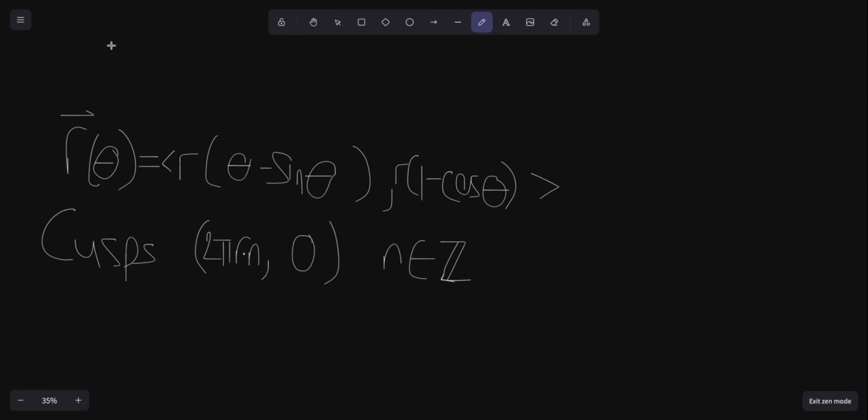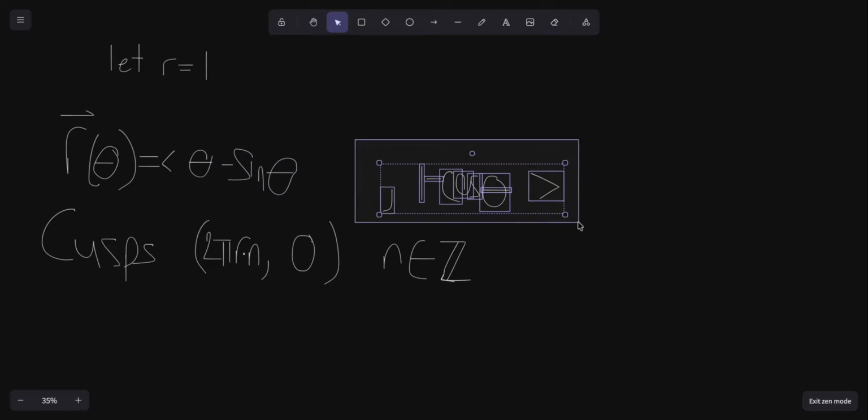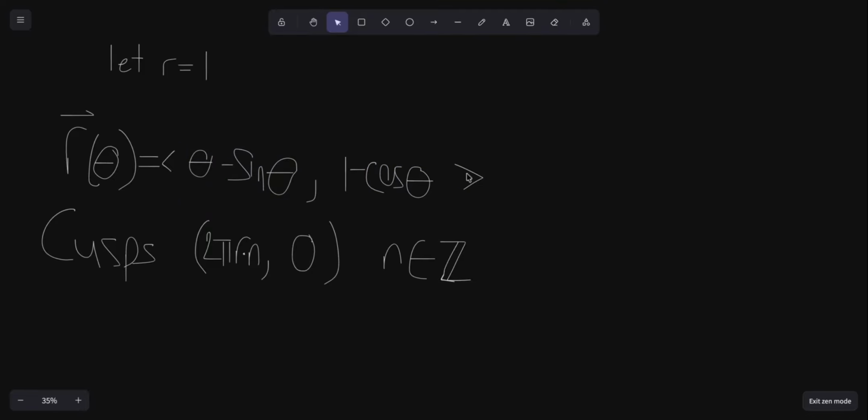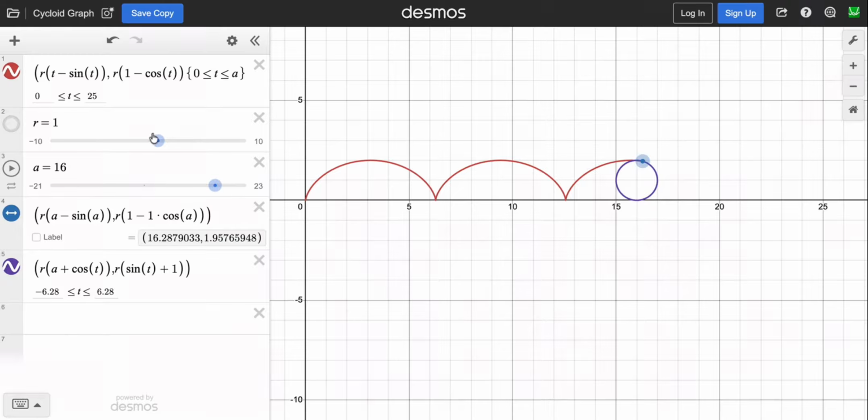Now, just to make our lives a little bit simpler, this isn't going to change the result. We're going to let r be equal to 1. So we're going to let the radius of our cycloid be equal to 1. And so this is just the simplified version of this formula. But it's still not going to change the overall shape of all of this. You can see that when I set the radius equal to 1, or to whatever value it is, you're still going to have the cusp.